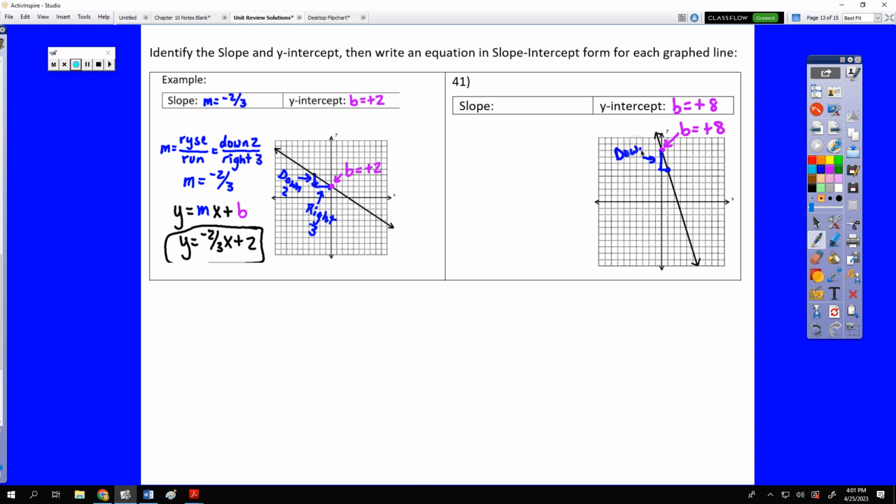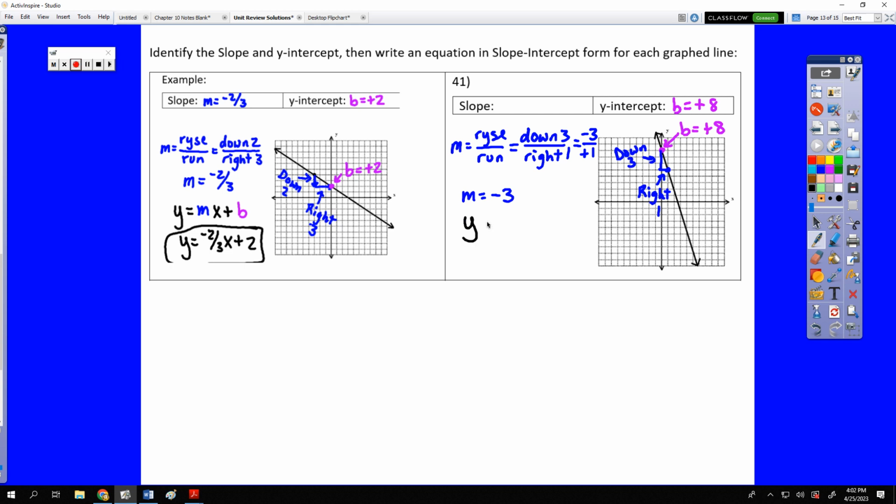To get from the y-intercept to the next point, we need to go down 3 and go right 1. So our slope, which is rise over run, just like in the earlier video, is down 3, right 1. Now if you said up 3 and left 1, you should get the same answer. Down 3 is negative and right 1 is positive. A negative divided by a positive is a negative, meaning that the slope is negative 3.